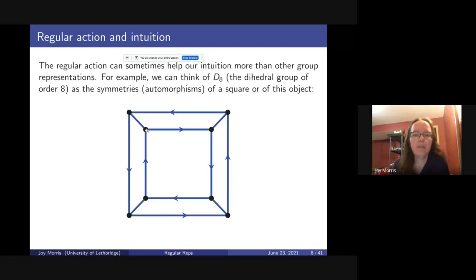what we normally think of as the reflections in D8 interchange the inner cycle with the outer cycle, and in doing so, they reverse the orientation. And the rotation, of course, simply rotates the whole object. And so the fact that interchanging the inner cycle with the outer cycle reverses the orientation of those two cycles hopefully allows us to gain that intuition that when we do a reflection, it inverts the rotation.